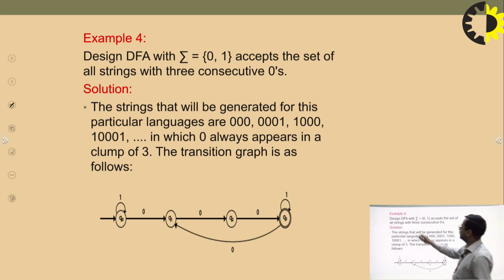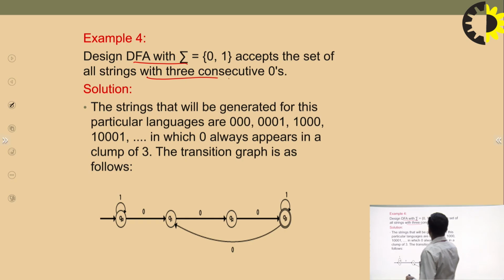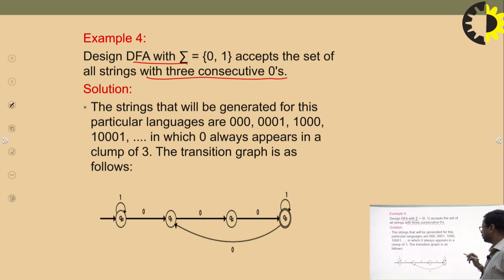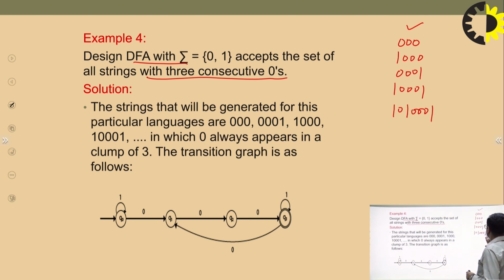So the next question is to design a DFA with input symbols 0 and 1 that accepts the set of all strings with 3 consecutive zeros. With 3 consecutive 0s, it should be 0 0 0 for the accepted case, also 1 0 0 0, 0 0 0 1, 1 0 0 0 1, and 1 0 1 0 0 0 1 should be accepted. For rejection, 1 1 0 0 1 0. We will try this one.